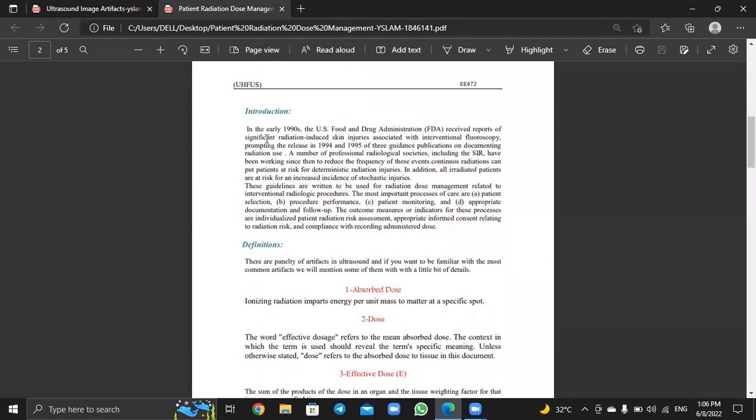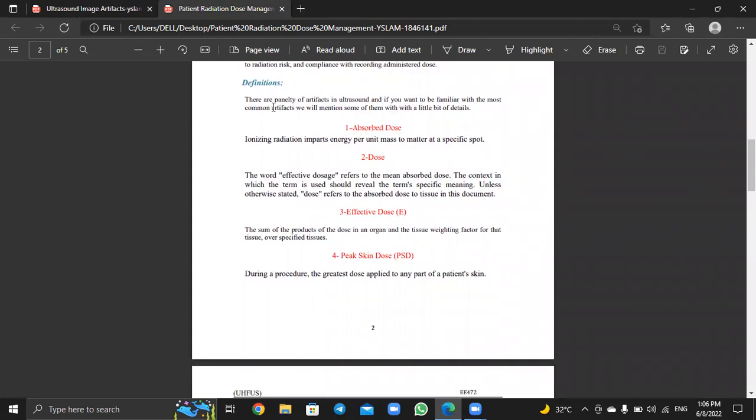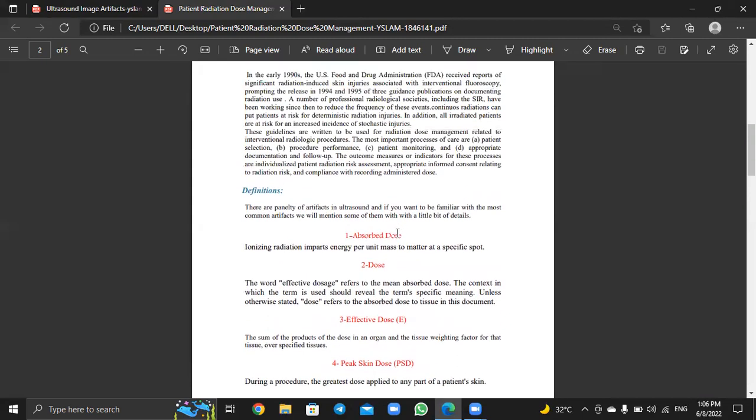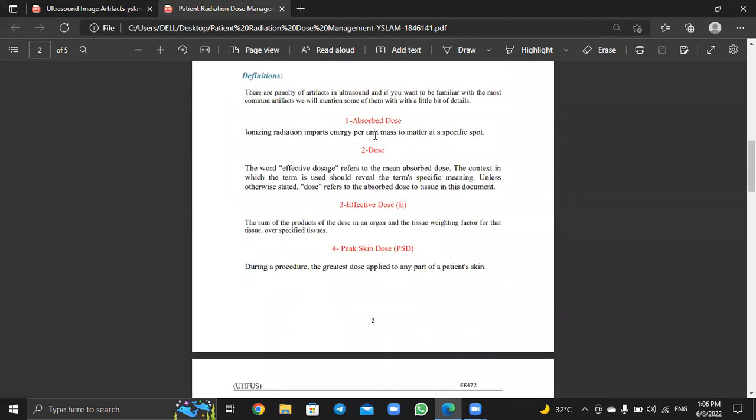Well, in the introduction, I started with a little bit of the past, a little bit of the story with the FDA, and then I defined four definitions for the patient radiation dose management, which is an overall, it is four different definitions.